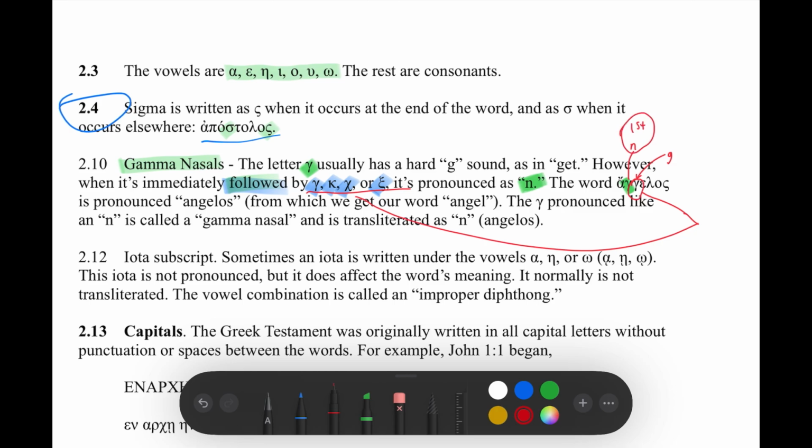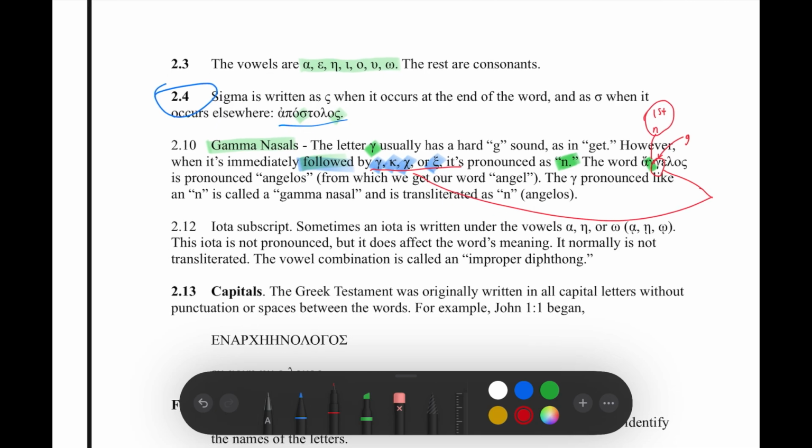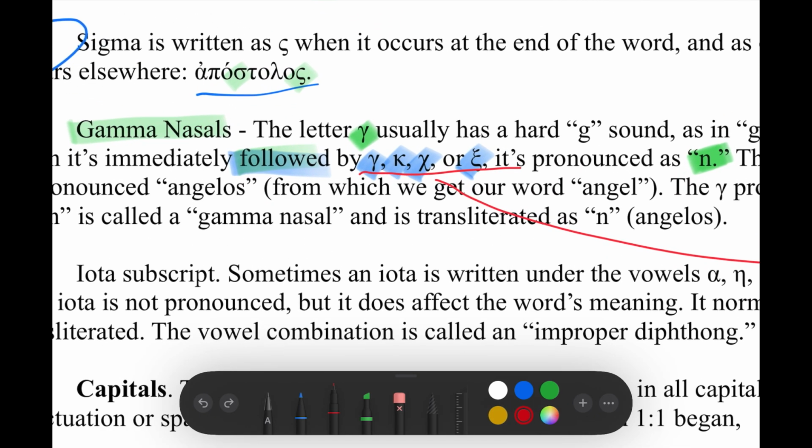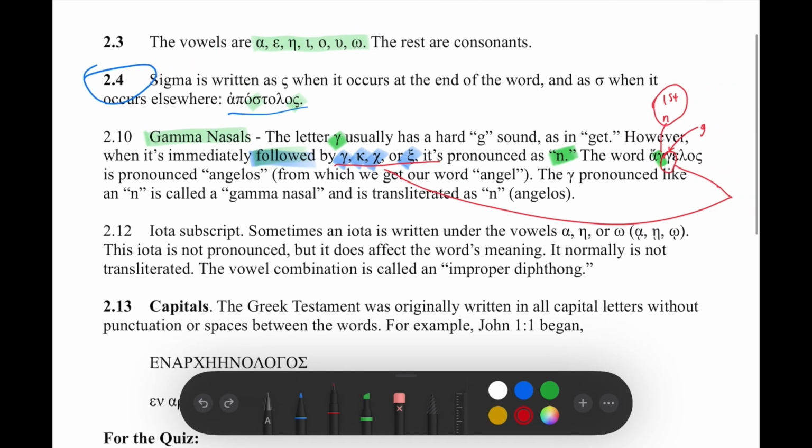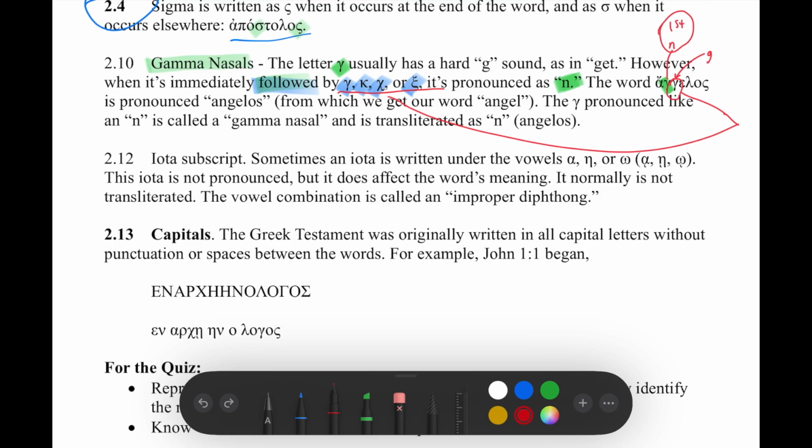So it's called the gamma nasal, and there's going to be a number of words that show up that way, and you'll usually notice it when you try to pronounce the word. I wouldn't actually require you to memorize those, but when you try to pronounce the word, you'll realize probably quickly that you can't really naturally pronounce it well. So in those cases, the gamma is pronounced with the N sound.